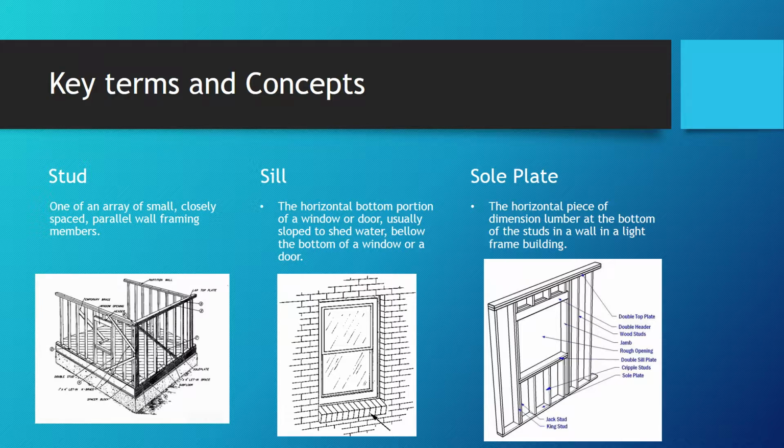And then more key terms and concepts. You got the stud, one of an array of small, closely spaced parallel wall framing members. And the sill, the horizontal bottom portion of a window or door, usually sloped to shed water, below the bottom of a window or a door. And there's an arrow pointing to that as well.